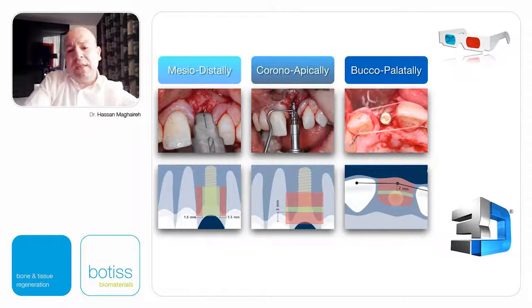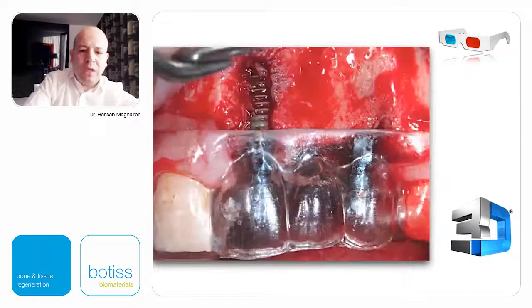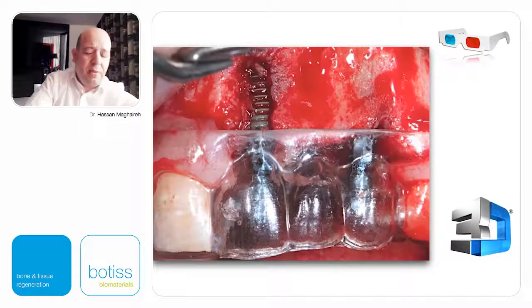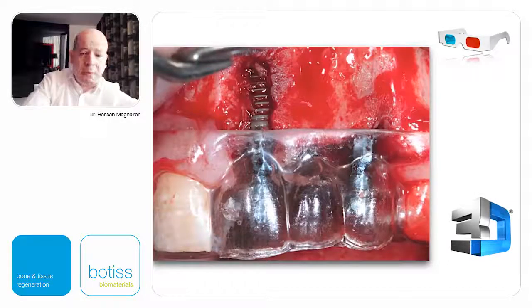But this is something I would love to say 90% of implant dentists follow. And we know this from our basic training. And we all know that you don't need to go for expensive, high-tech surgical guides. In this case, we kept it simple.